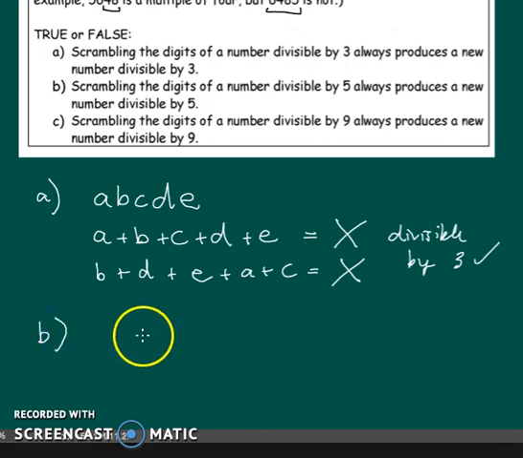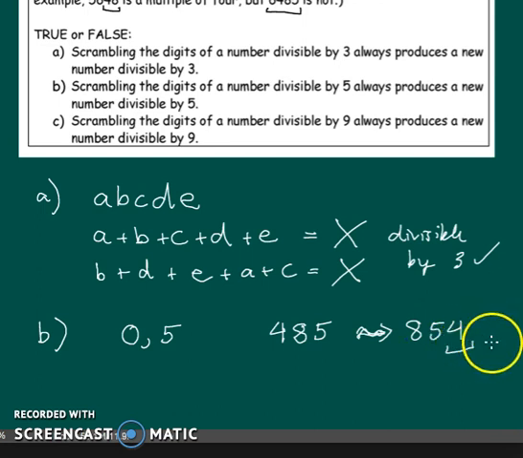What about something that is divisible by 5? Well, what's the rule for finding out if a number is divisible by 5? The last digit has to be 0 or 5. So if I have some number, say 485, and I scramble these digits into 854. Well, 4 is not divisible by 5. The last digit is 4, not 0 or 5. So this number is not divisible by 5. It does not work in this case.